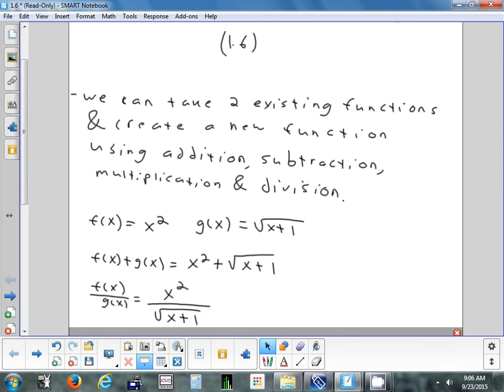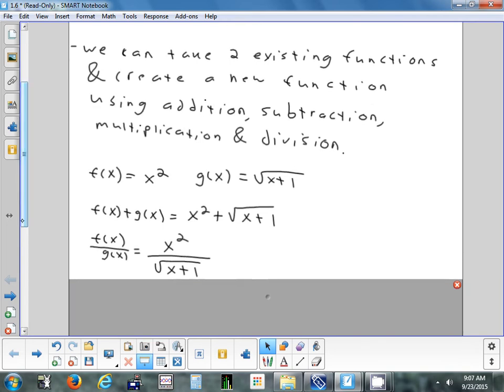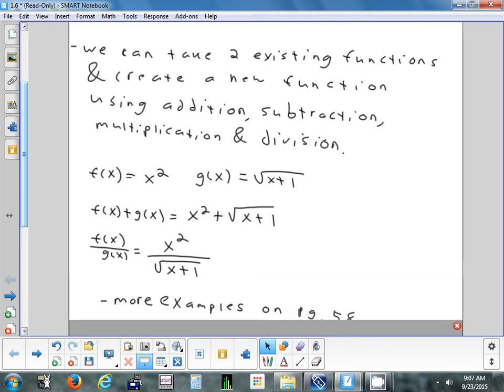Here's another new function we can create. We could take our two original functions and divide them. f of x divided by g of x is x squared divided by the square root of x plus 1. And you could take those two functions, subtract them, or multiply them. I'm not going to go through every example, but that's kind of the idea of what we're doing. Take two functions, combine them together in some way, make something new. Page 58 in your book gives you some more examples.